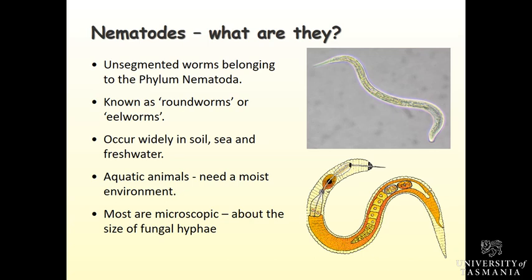They are aquatic animals, they need a moist environment to move and survive in. Most are pretty small. And that's kind of why they fall into the gambit of plant pathology, because they tend to be microscopic in their mode, as opposed to something a bit bigger that probably falls into entomology when it's an insect or insect-like organism.